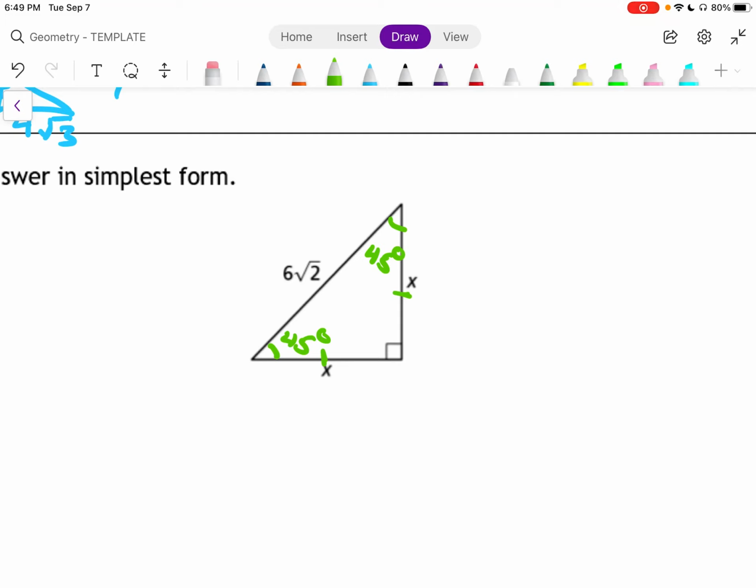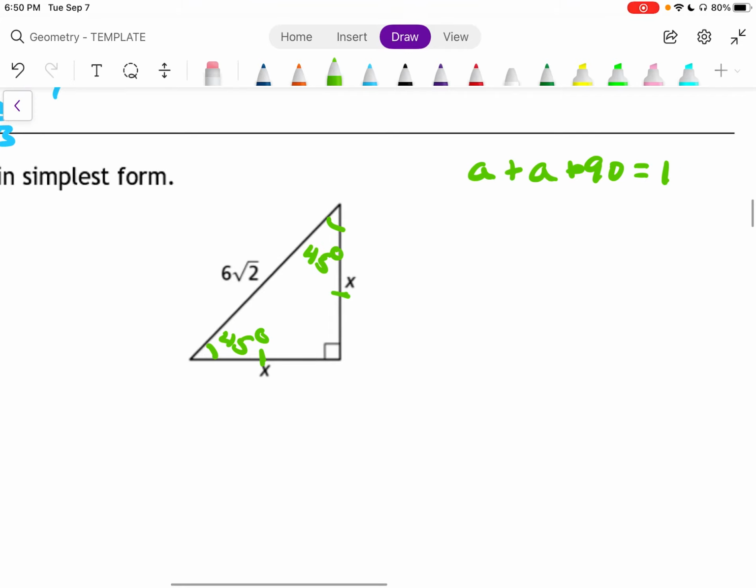One way to think about why those are forced to be 45 degrees would be to say, well, we've got, I'll say A, A is our angle measure. A plus A plus 90 is 180. And if you were to solve that, you would end up getting A equals 45, right? Because they have to be the same. So right there, I can look at my hypotenuse as 6 root 2, and I know that x is going to be 6.